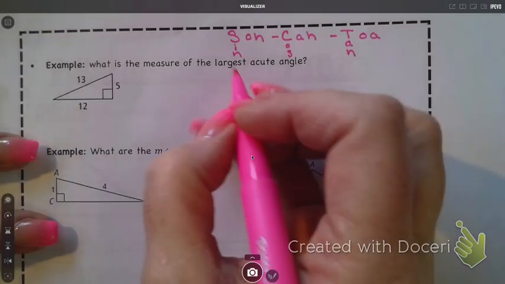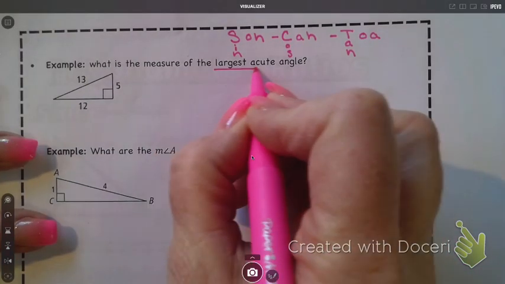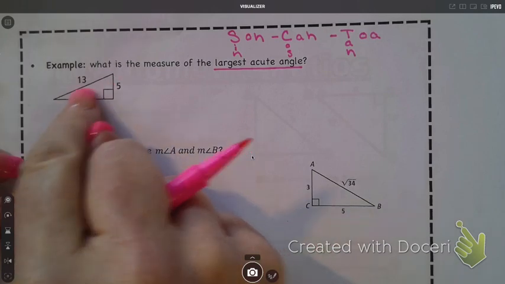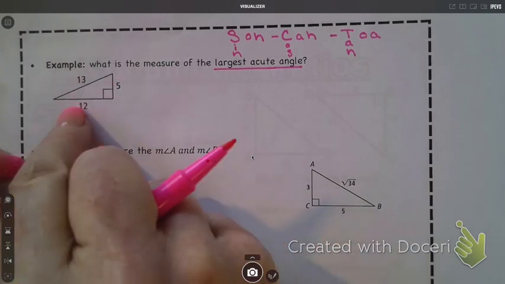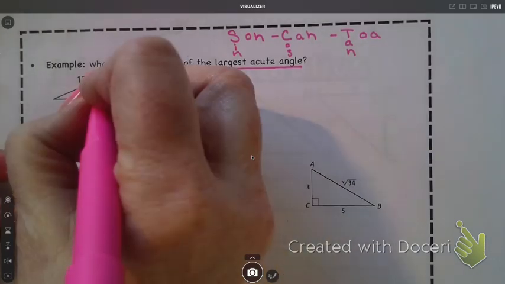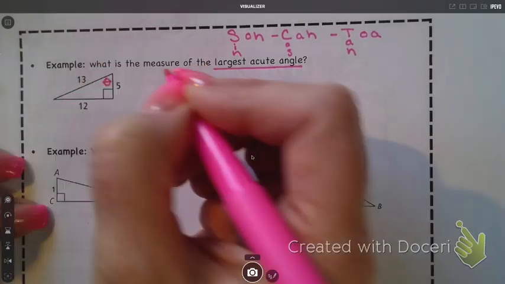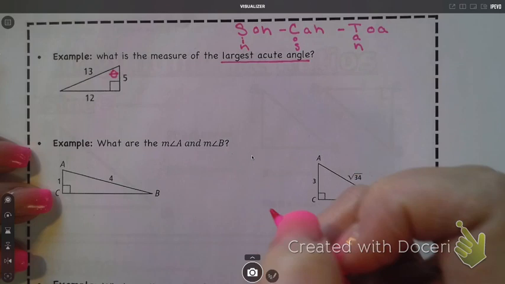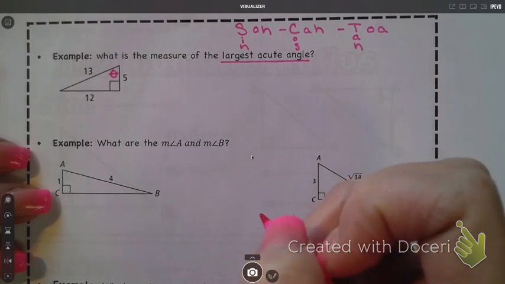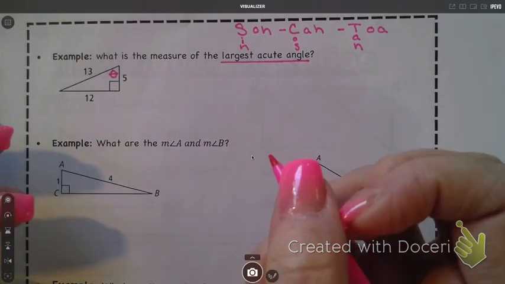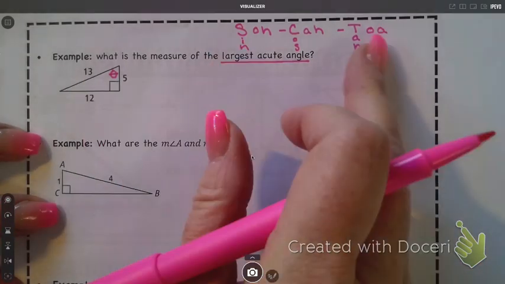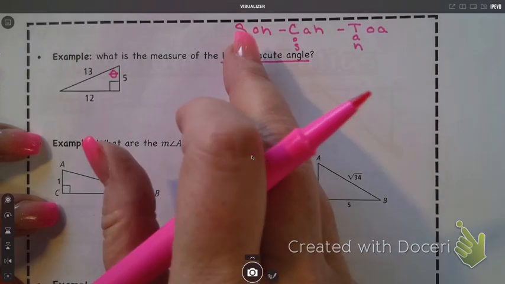So first of all, we're looking for the largest acute angle. So would it be across from the 5 or across from the 12? It'd be across from the 12. So we're looking for theta. I'm going to write a theta. It's just a circle with a line through it. Now, this triangle happens to have all 3 parts, correct? So I get to pick which function I want to use. I'm going to actually write out all 3, but I'm going to choose sine for this first one, okay?